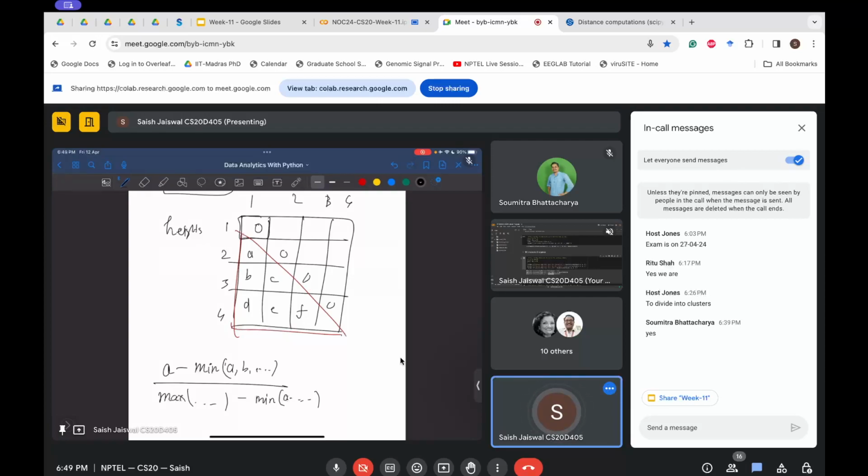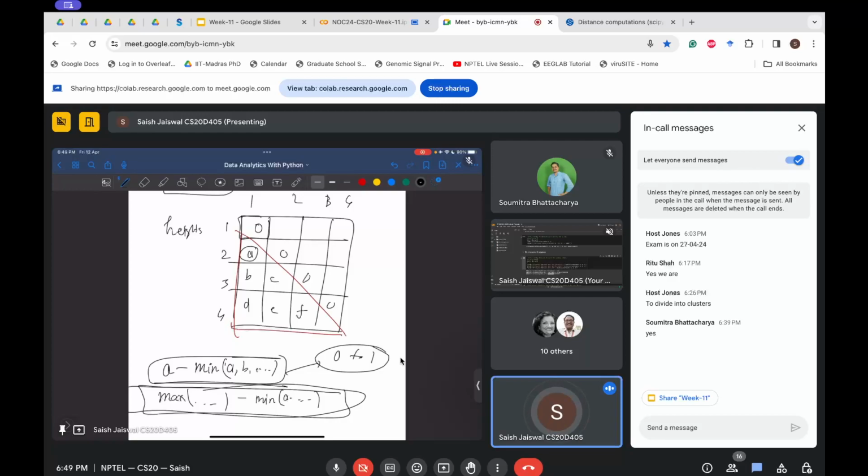What it does is, this denominator shows you the maximum range that you have in the data, the difference between the maximum value and the minimum value, and then you subtract the minimum value from each data point and normalize it with the range. So this will give you values in the range 0 to 1. This is known as min max normalization.